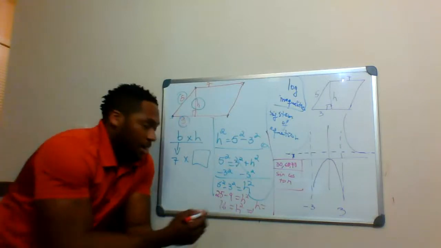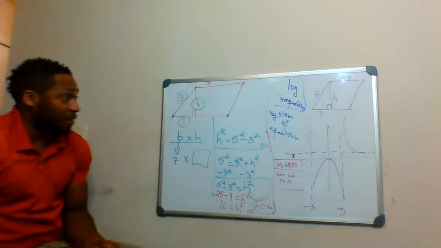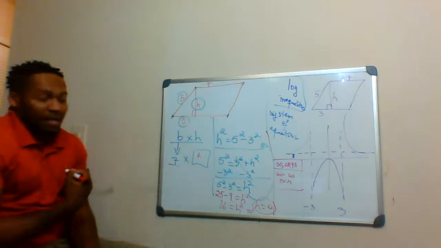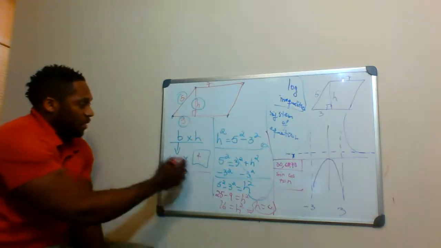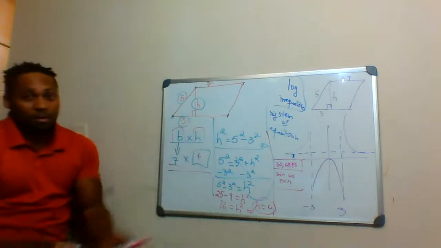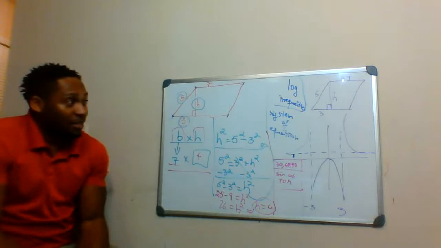this cannot be negative. So H is equal to 4. So that's it, the value of H is 4. Then 7 times 4, and that's how you find the area of the parallelogram. You have the base, the height is 4, so 7 times 4 will give you the area of the parallelogram. That's how you would solve for this one.